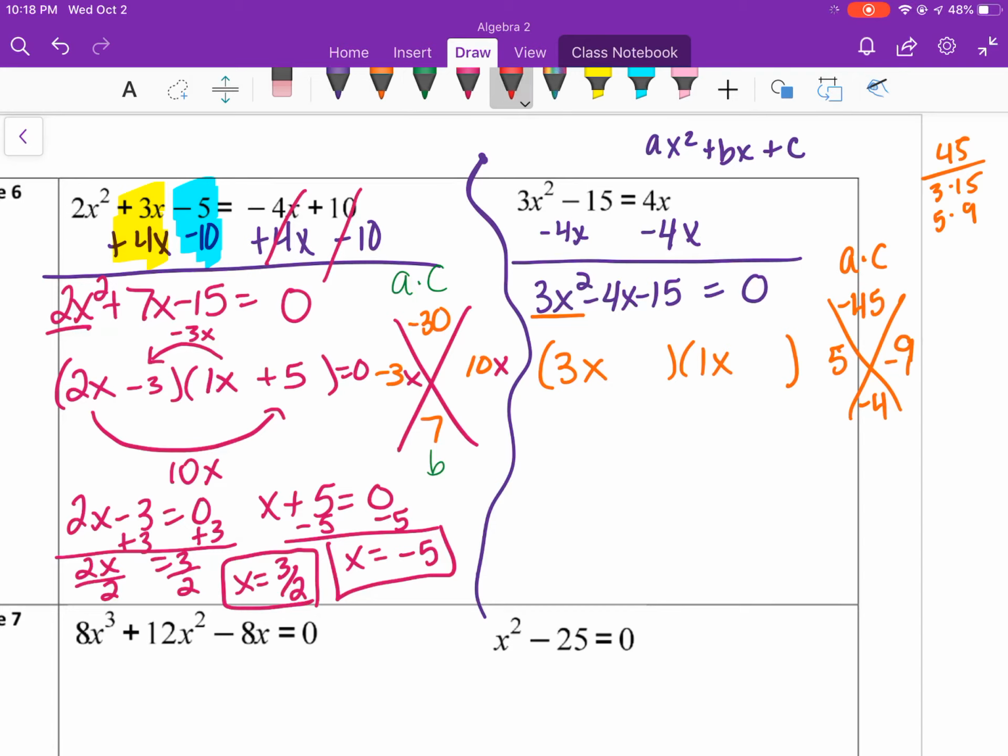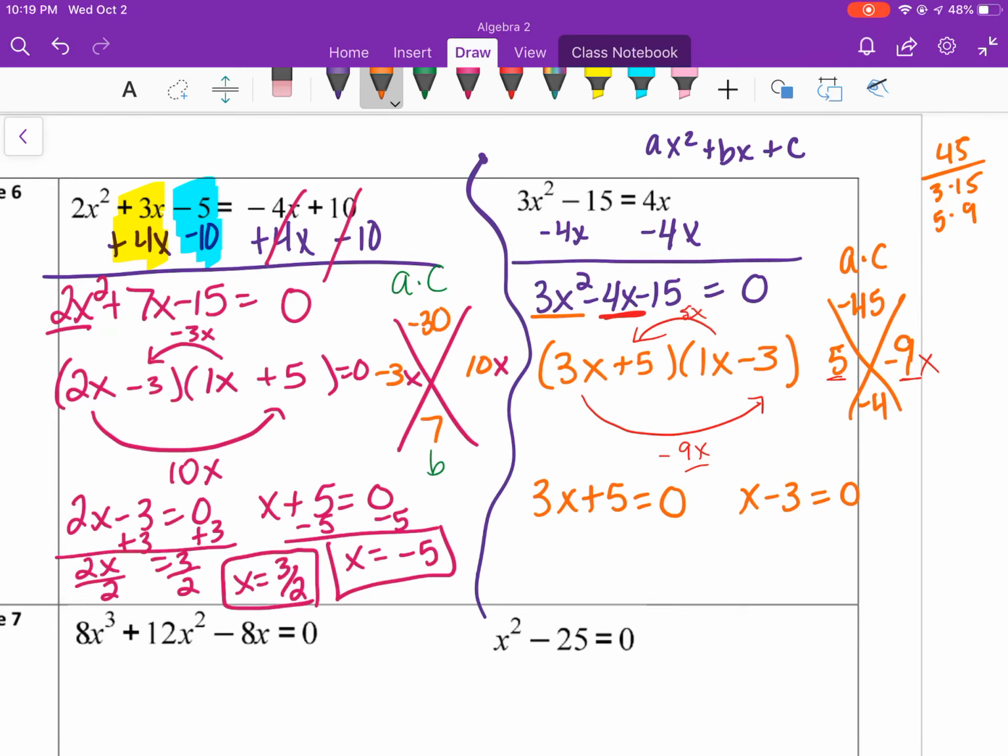So then I look over here, and I'm going to take 3x times what and 1x times what. Since 3 times nothing is 5, I need to use the 3 to make the negative 9. So I can do 3 times negative 3, and that will give me the negative 9x that I need. And then 1x times positive 5 to give me the 5x that you need. And 5x and negative 9x gives you the negative 4x in the middle. So we're done there. So 3x plus 5 equals 0, or x minus 3 equals 0.